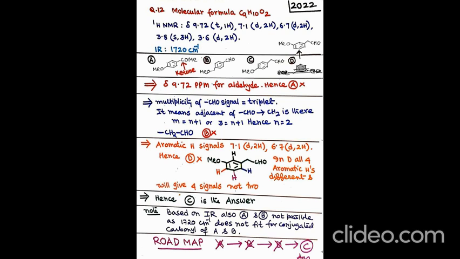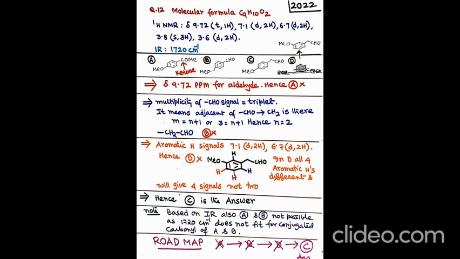Now let us consider the multiplicity of the same peak. At delta 9.72 the signal is appearing as a triplet, which means the neighbor hydrogens are 2, then only in HNMR it will come as a triplet. That means in the compound there is one CHO and adjacent to that CHO there is one CH2. So based on that, we can cancel option B also. Now coming to C and D, in both cases there is CH2CHO. Now what is the difference between C and D?